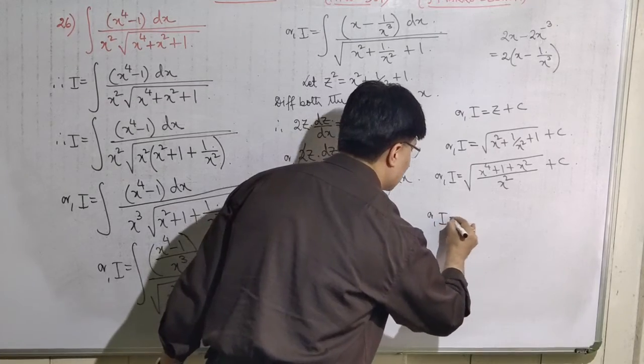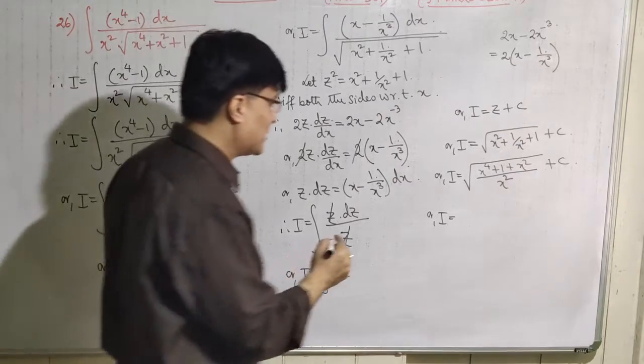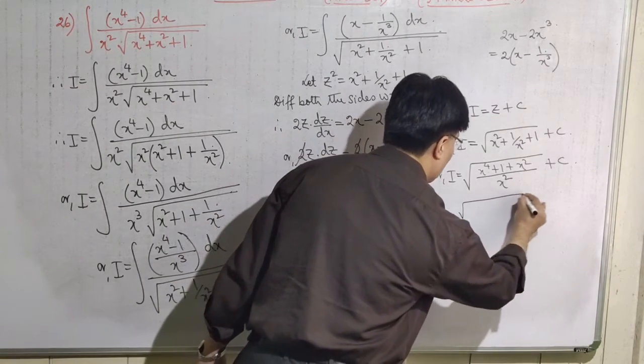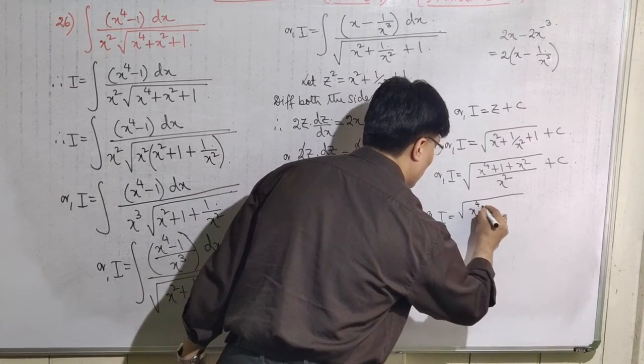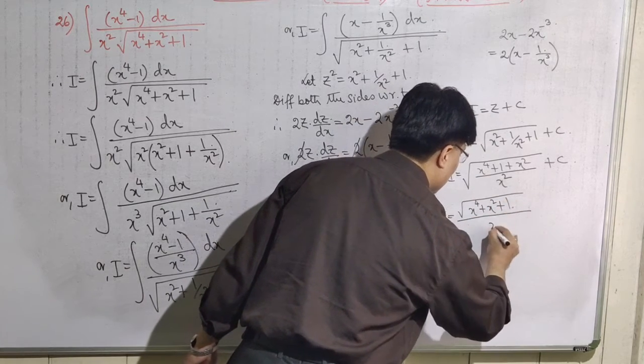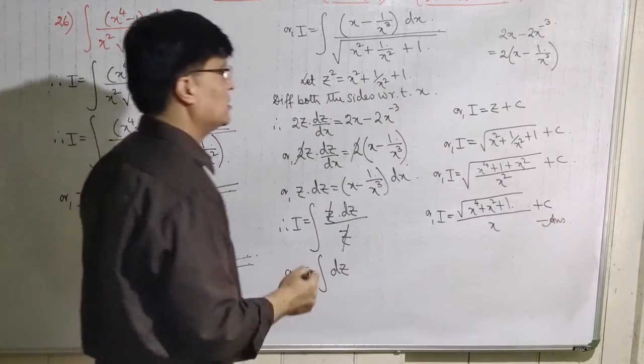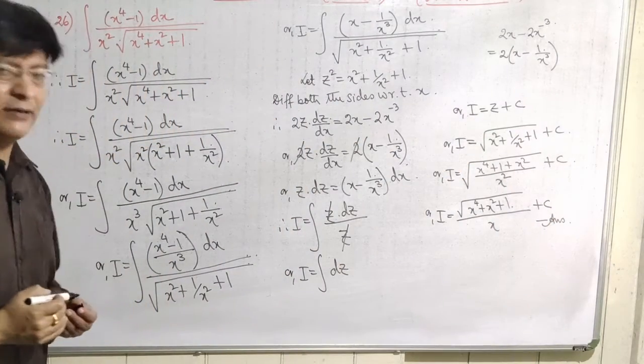Or you can write it as, you can remove square root from the denominator. What is square root of x square? It is x. So square root is in the numerator only. So it is x to the power 4 plus x square plus 1. This whole divided by x. And this is plus c. So that is the final answer.